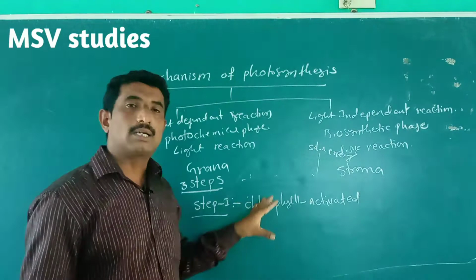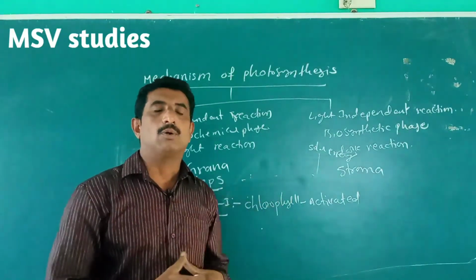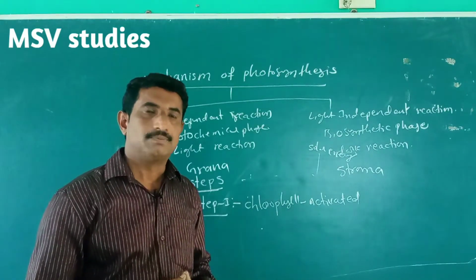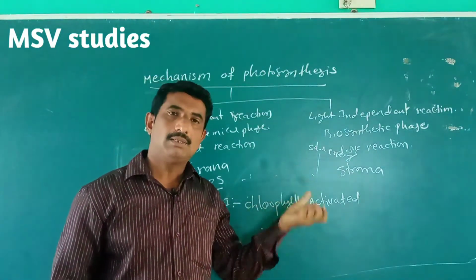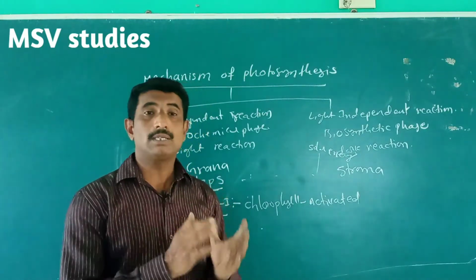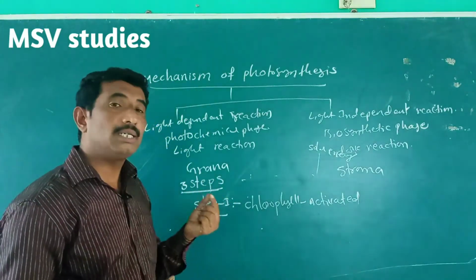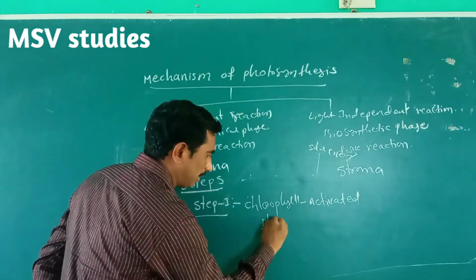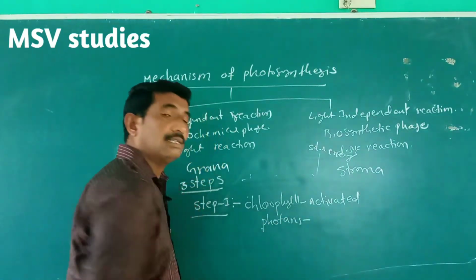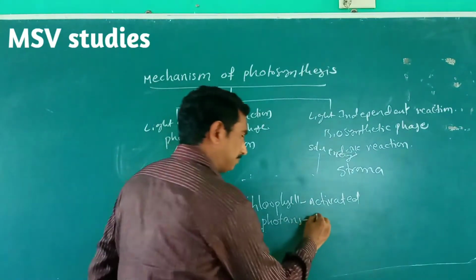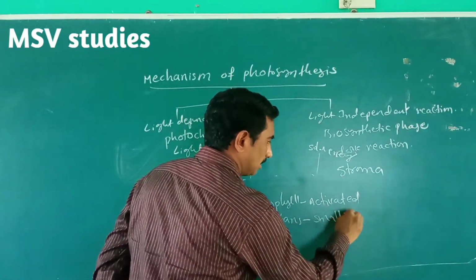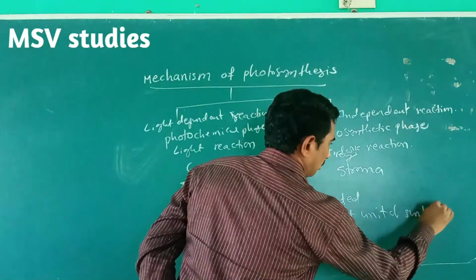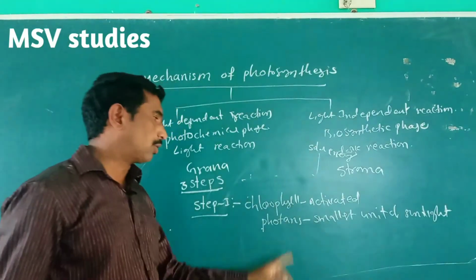The chlorophyll pigment absorbs the solar energy, or absorbs the photons from the sunlight. Photon means the smallest unit of light. What is the meaning of photons? It is the very smallest unit of the sunlight. The smallest unit of the sunlight is called a photon.